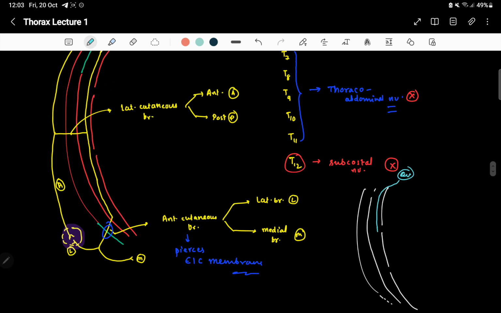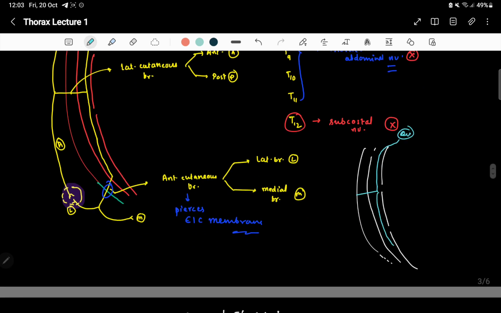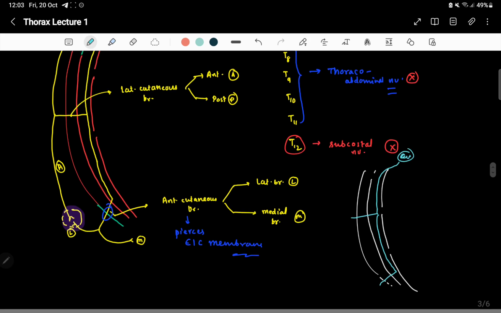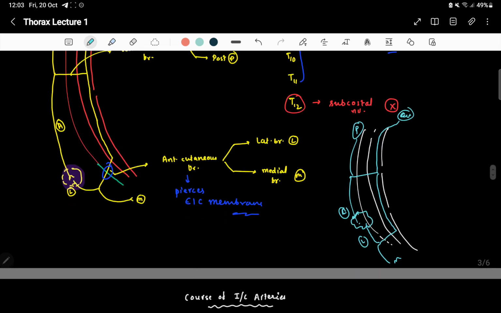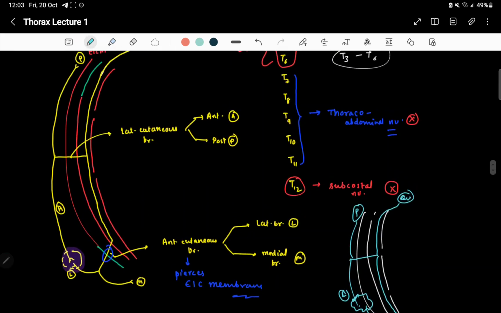and will divide into the lateral cutaneous branch here, and will go below and divide into your anterior cutaneous branch. The lateral cutaneous branch divides into your posterior segment and your anterior segment, and your anterior cutaneous branch divides into your lateral segment and your medial segment. Anterior and lateral segment, they fuse with each other, okay, and they pierce that.